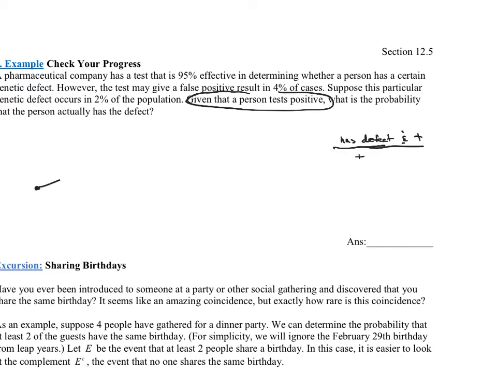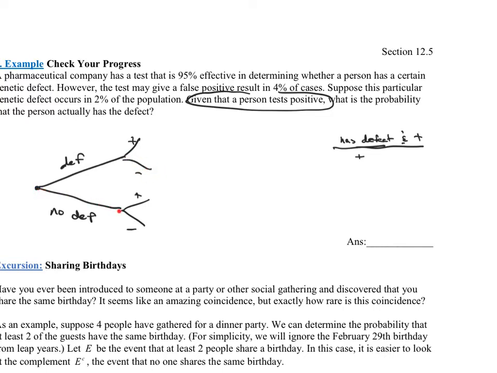Again, here we're going to have a defect or no defect, and then we're going to have tested positive or negative. I want you to remember this first one would be accurate. They have the defect and it tested positive. The second one would be called a false negative. They have the defect, but it says negative, so the negative result was false.